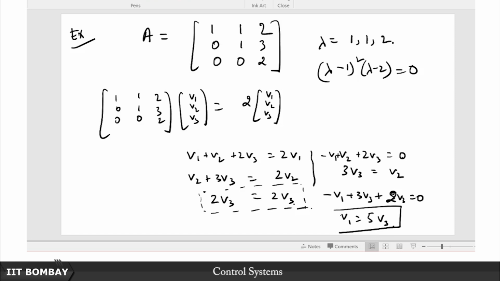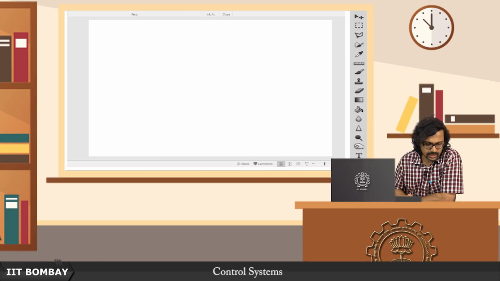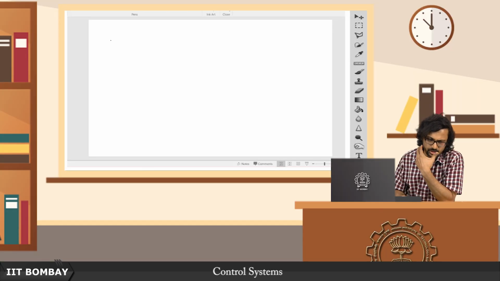Yeah. So let me choose V3 is equal to 1. I have this freedom. The moment I choose V3 is equal to 1, V1 automatically gets fixed as 5. And what about V2? V2 will also automatically get fixed as 3. So I will get this eigenvector and as I said, this eigenvector is really not unique. So I will get this eigenvector as 5, 3 and 1.